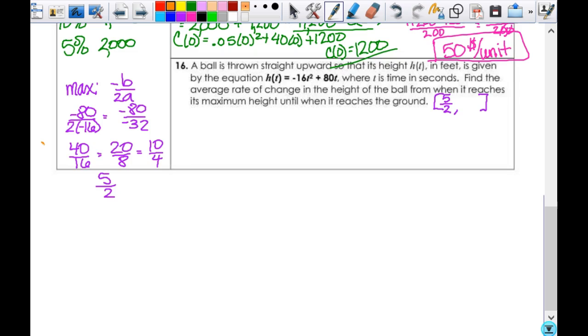So now what we were doing, let's go back. A ball is thrown straight upward, blah, blah, blah. It's given this where t is time in seconds. Find the average rate of change in the height of the ball from when it reaches its maximum height to when it reaches the ground. So we found the maximum. We got to find when it reaches the ground, right? What the time is. We know when the time starts, it's on the ground, and that's 0, but that doesn't really help me right here. So how do I find the time when it hits the ground?